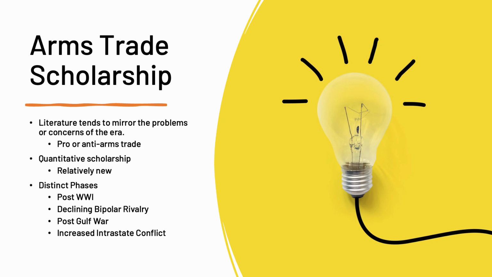The one thing to remember whenever you're buying a book on arms sales or the arms trade is that the literature tends to mirror the problems or concerns of the era, which usually oscillates between pro or anti-arms trade. Initially, at the first proto-beginnings of arms trade scholarship, post World War One, most of this was very anti-arms trade.